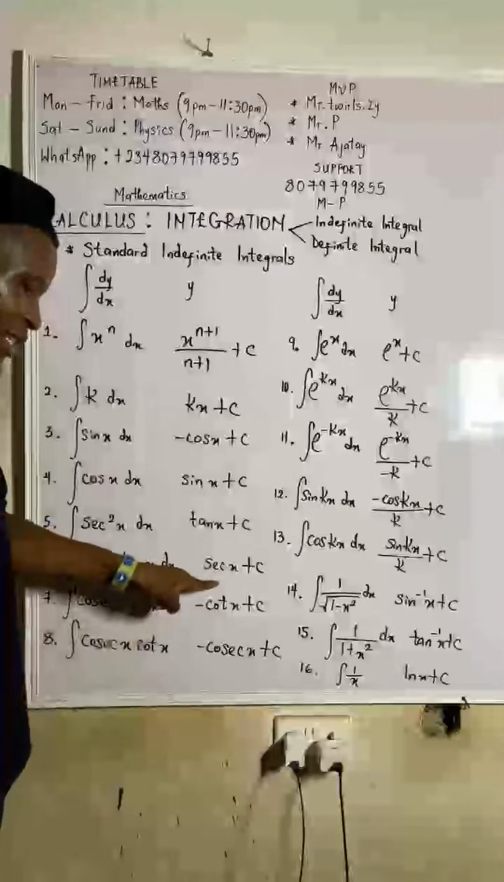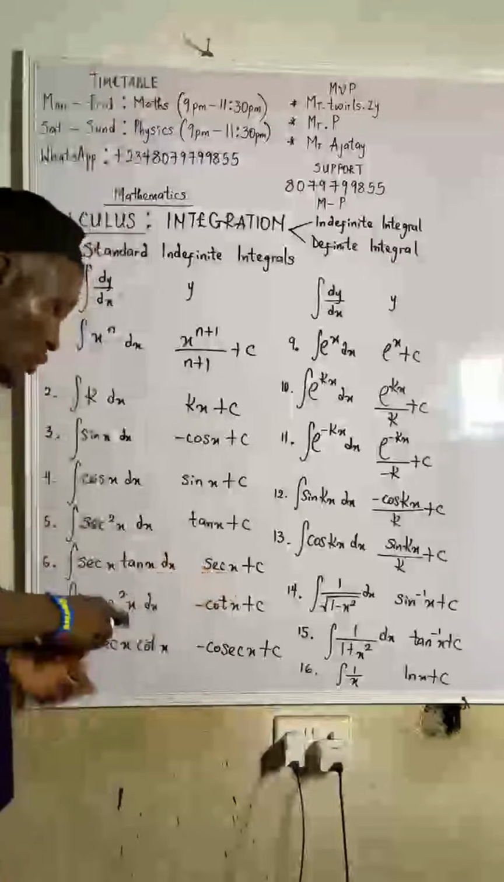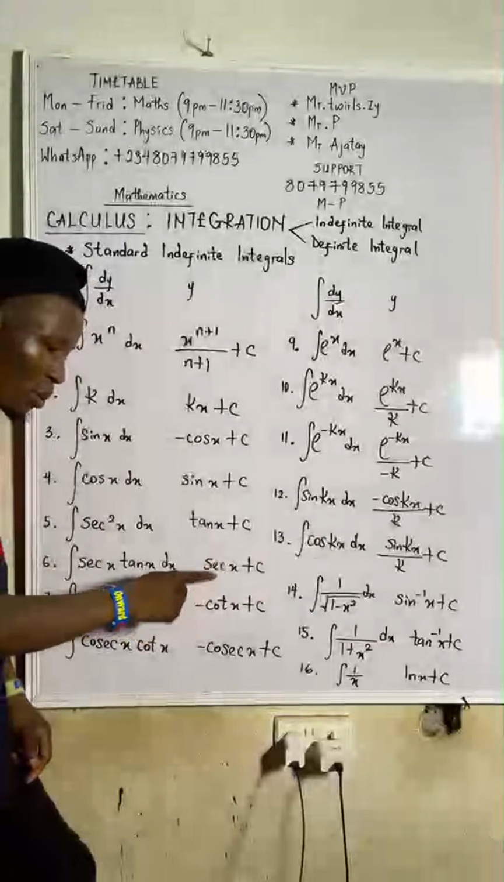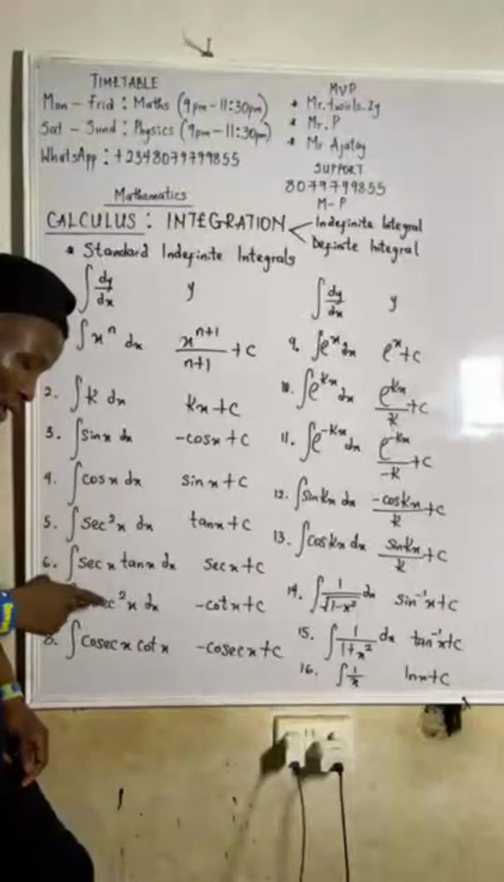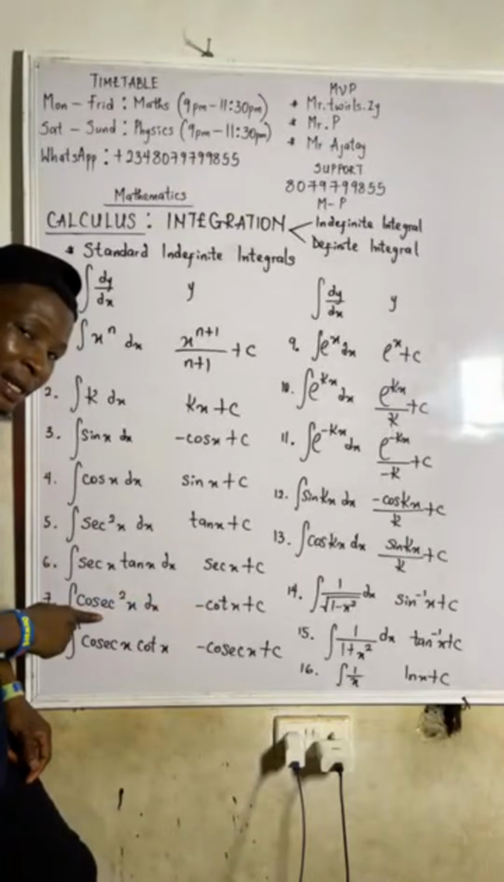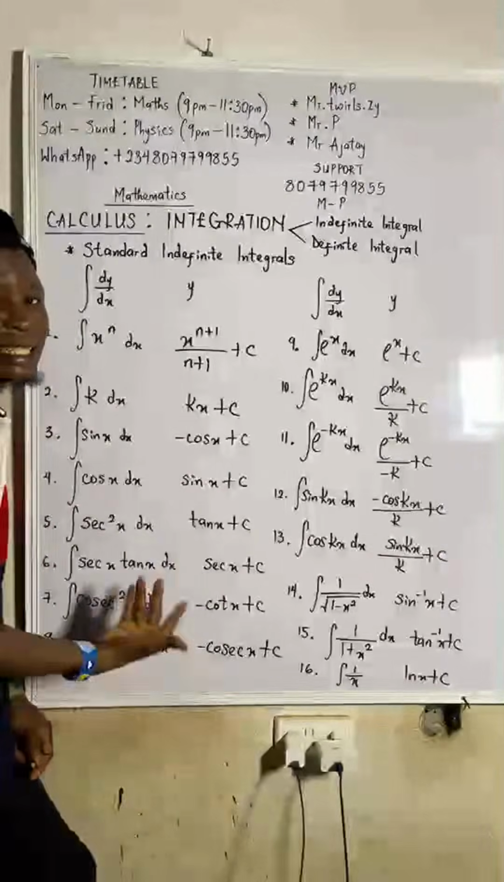You don't get what I'm saying? If you differentiate sec x, you get sec x tan x. But if you integrate that sec x tan x back, you go back to sec x. If you differentiate cot x, you have minus cosec square x. It means if I now integrate cosec square x, I have minus cot x. See that these are very simple.